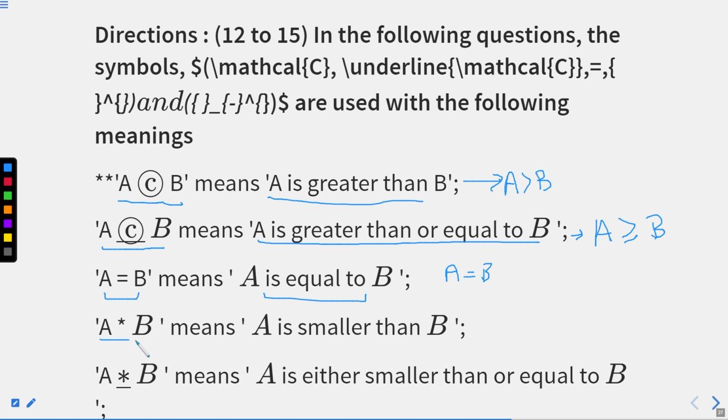Now we have A star B, which means A is smaller than B. A is smaller than B. This is what we are getting here. Now A star underscore B.